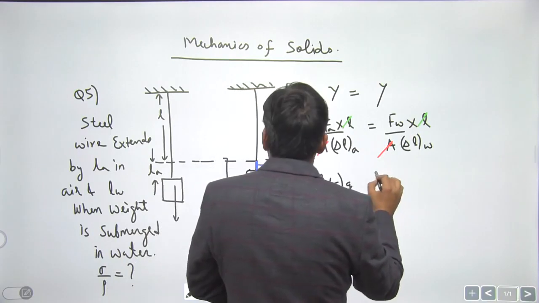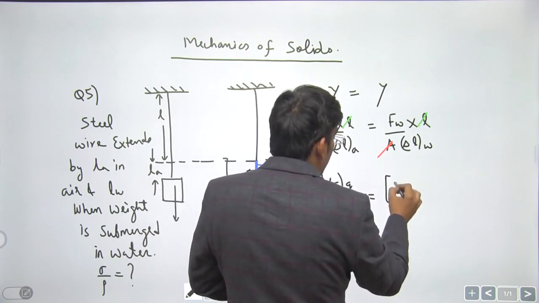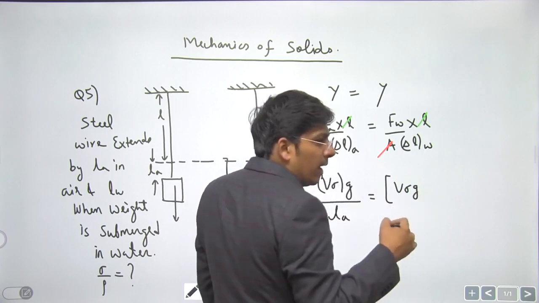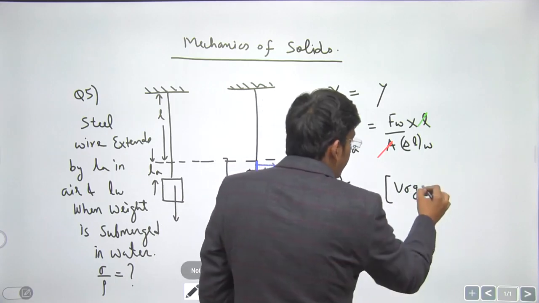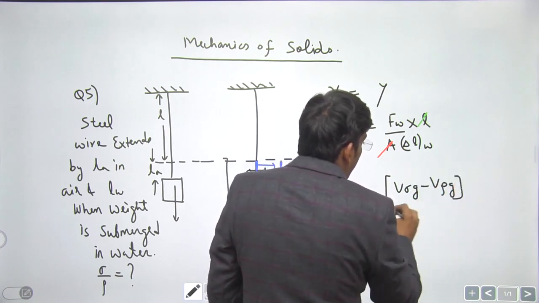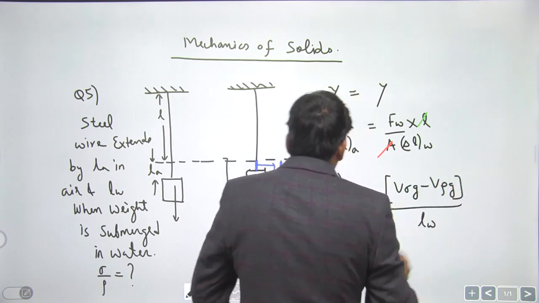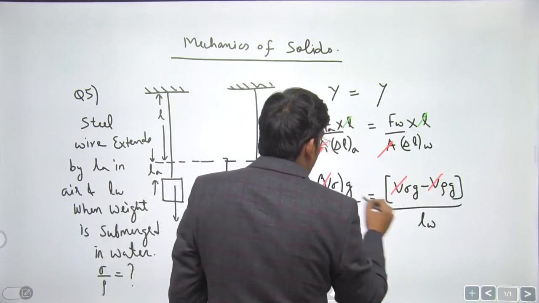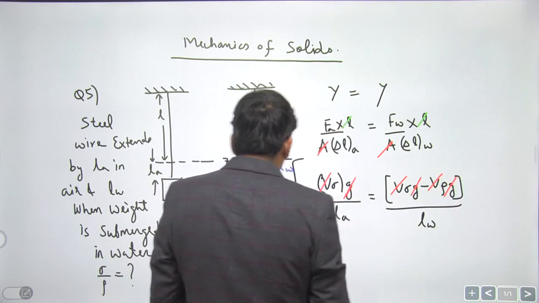And force in water is weight minus buoyant force. Weight is volume of the bob, density of the bob into G. When you are asked to calculate the upthrust or buoyant force, it is volume into density of liquid into G, upon LW, right, dear students? I'm going to cancel many things now. V is going to go, G gets cancelled, right?